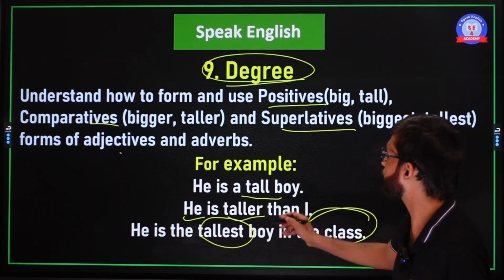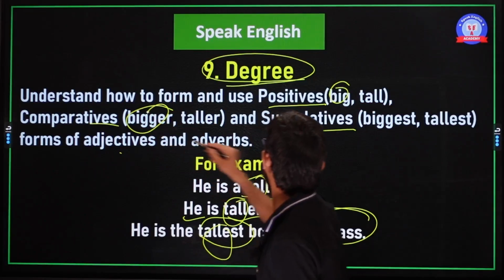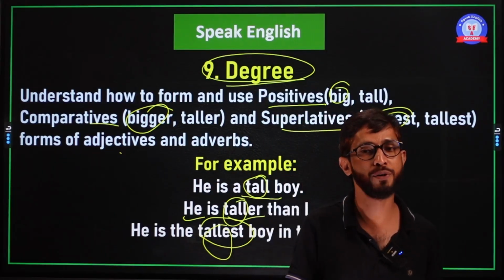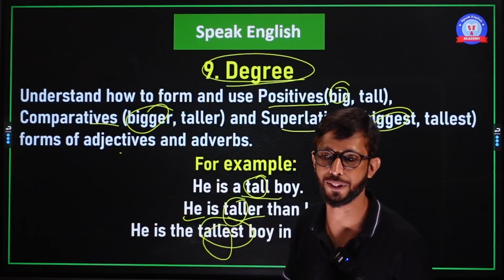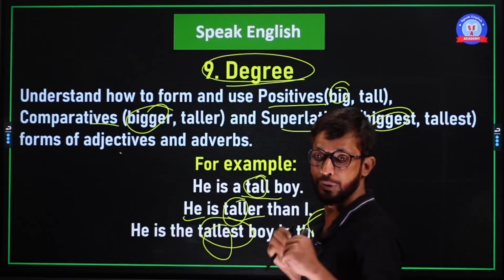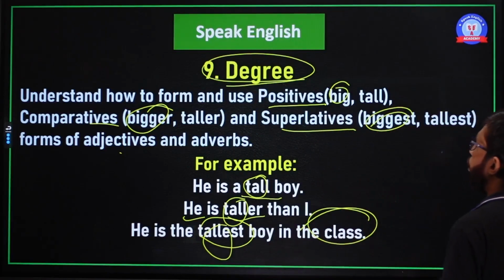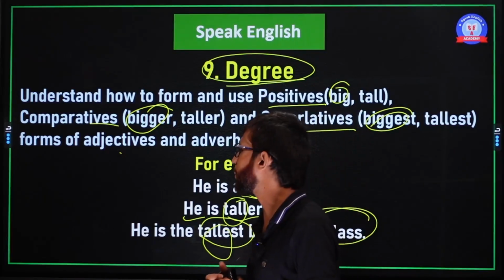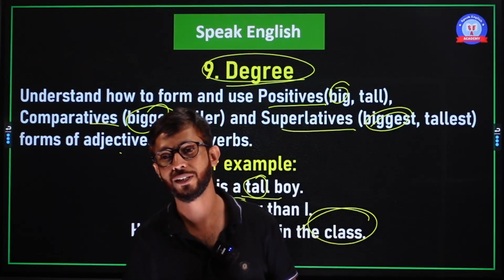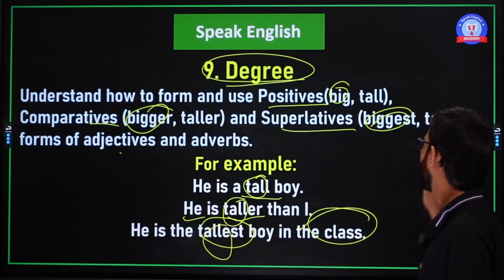Okay, so what's the difference between tall, taller, tallest? Big, bigger, biggest, small, smaller, smallest, beautiful, more beautiful, most beautiful. What are the differences between these adjectives and adverbs? If we want to learn the differences between tall, taller and tallest, we have to understand how to form and use positive, comparative and superlative degrees in a sentence, right? So that is the number 9 most important grammar rule for beginners.